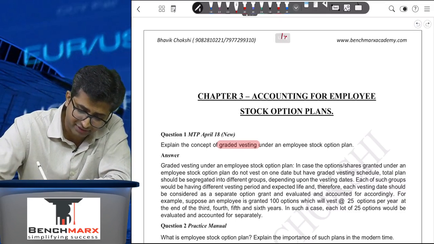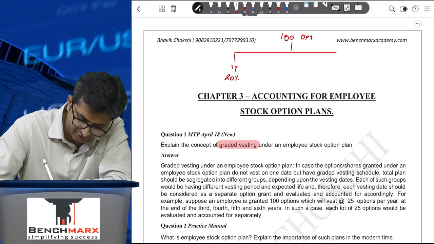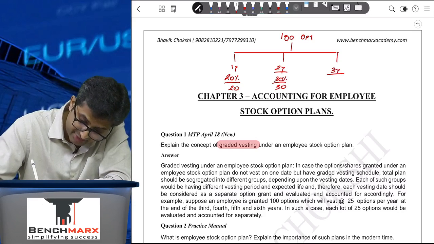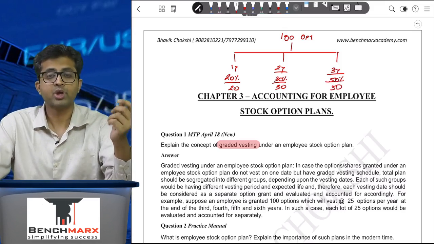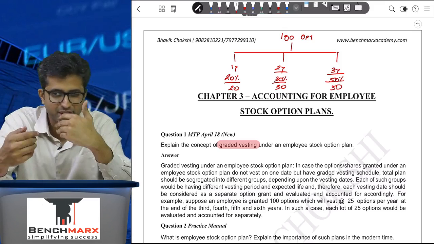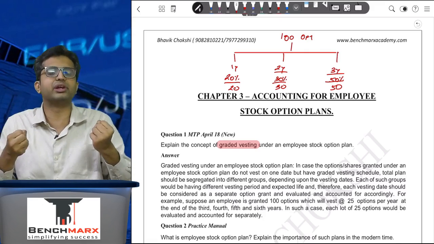Rather than fixing the vesting period for the 100 options as 3 years, I can say that if you work for 1 year, 20% of these options, that is 20 options, will vest. If you work for 2 years, another 30% of these options, that is 30 options, will vest. And if you work for 3 years, the remaining 50% of the options, that is 50, will vest. So over here, you are retaining the employee. If he gets very agitated and wants to leave the company, he will say, let me stay a little longer, I will get 20 options. And that is how you will retain the employee.